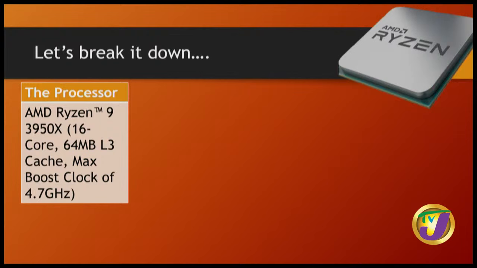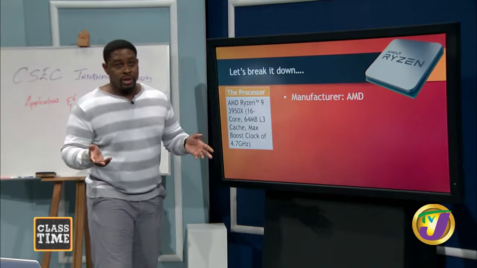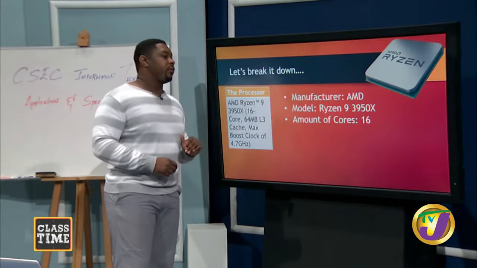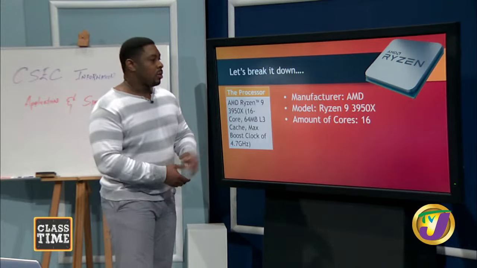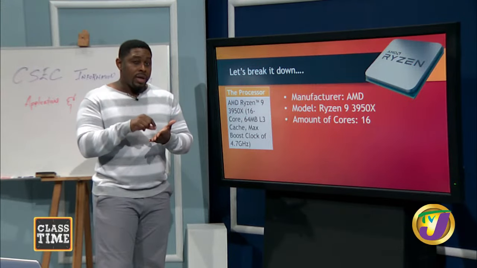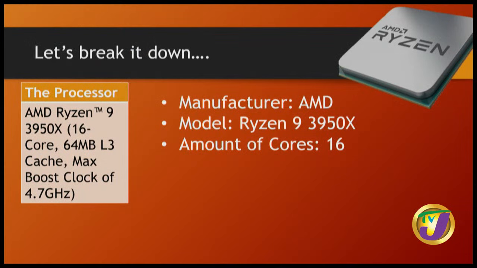An AMD Ryzen 9. All right? So we can identify the manufacturer right away: AMD. There are other manufacturers other than Intel. And then we have the model, which is the Ryzen 9 3950X, and the amount of cores, which is 16. Now, this core measurement actually means that there are 16 small processors inside that one processor. If you saw core 32, you could say that one processor had 32 different cores or two processors with 16.